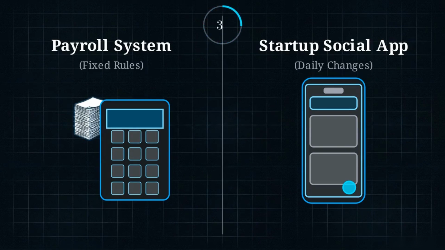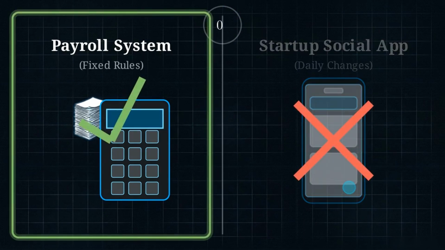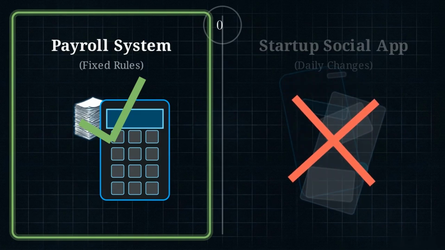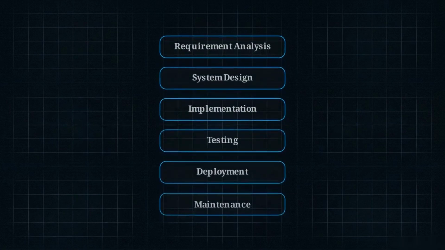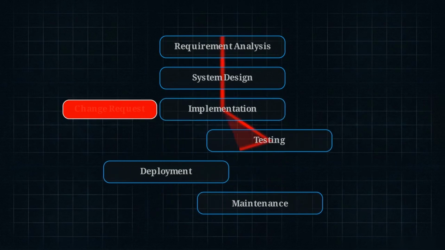If you guessed the payroll system, you are correct. Its rules are clearly defined up front. The startup app, with its constant daily changes, would collapse under a rigid one-way system. The waterfall model's viability relies entirely on the predictability of the problem it is trying to solve. If the target environment is stable, the model works smoothly. If the target environment is volatile, the model breaks.